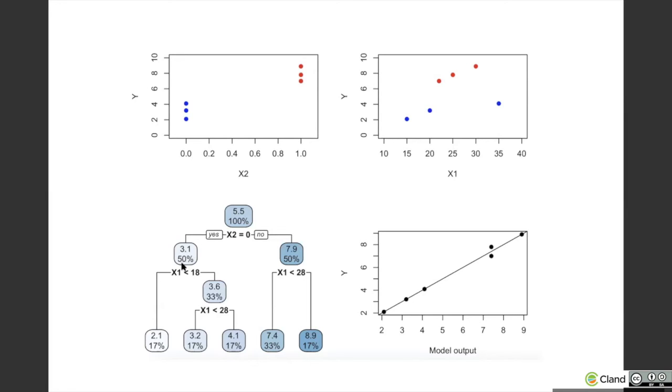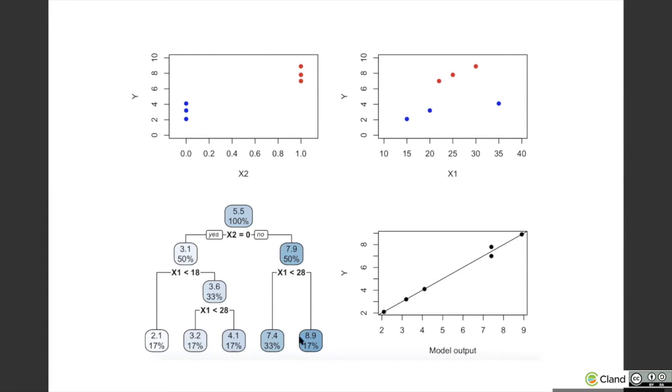If we go back to the left branch, we see that the second variable selected by the algorithm is x1, and the algorithm found that the optimal threshold value for x1 is 18. Then if your data has an x1 value lower than 18, you go on the left branch again, and you reach a terminal node, which corresponds to the first predicted value of the tree model. In this terminal node, you have 17% of the data set, and the mean value of the data falling in that terminal node is equal to 2.1.